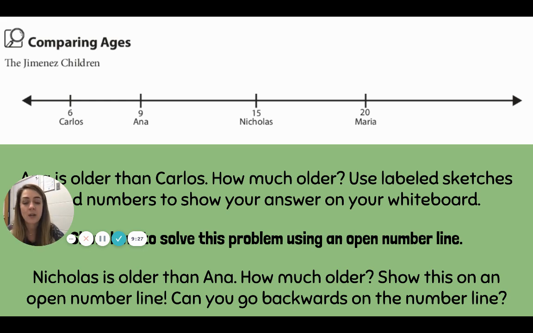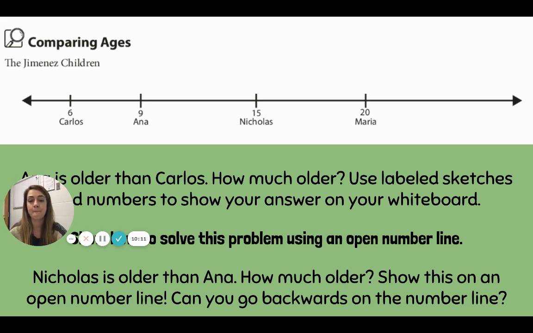I'm at 10 and I want to get to 15. How could I figure that out? So far on my board, I have a hop of +1 to get from 9 to 10. And now I want to know how I'm going to get from 10 to 15 in one jump. All right, I know that I need to hop +5 to get to 15. Now I can add the hops that I took, 1 + 5, to figure out how much older Nicholas is than Anna. So I know that Nicholas is 5 plus 1, 6 years older.